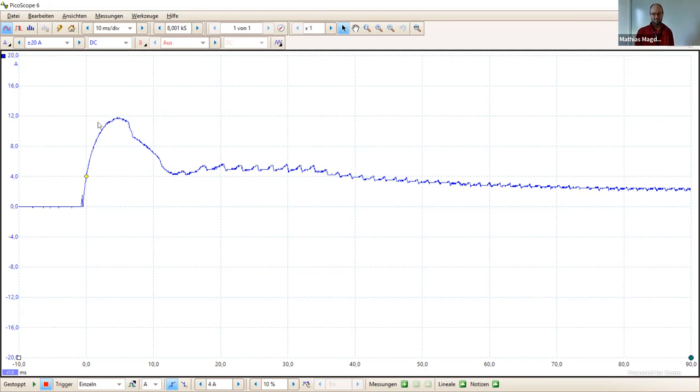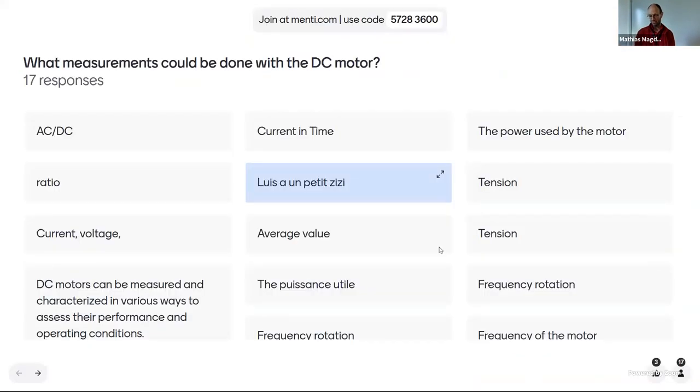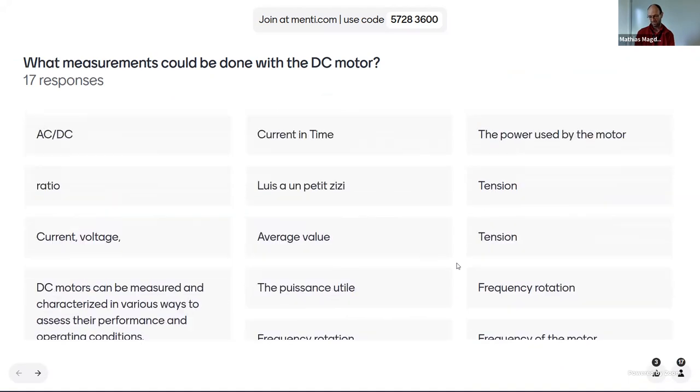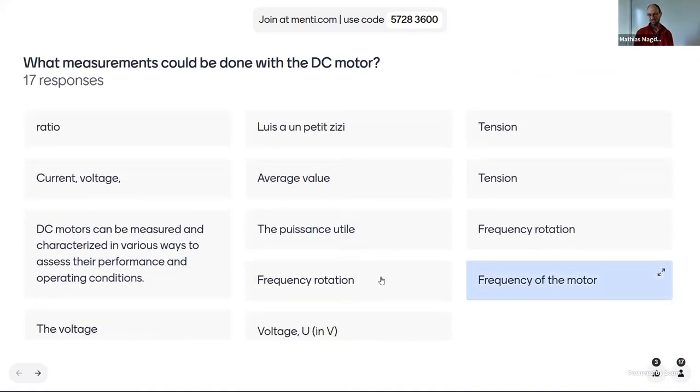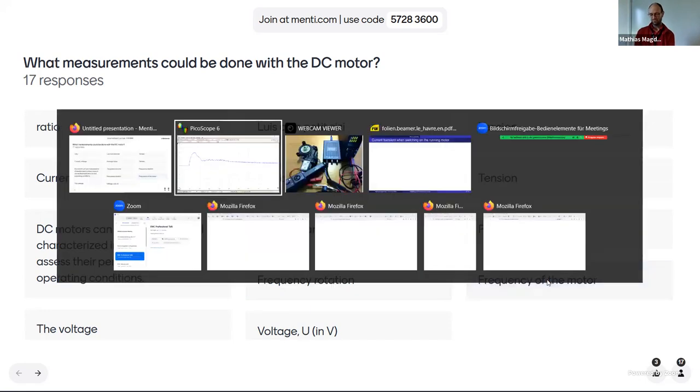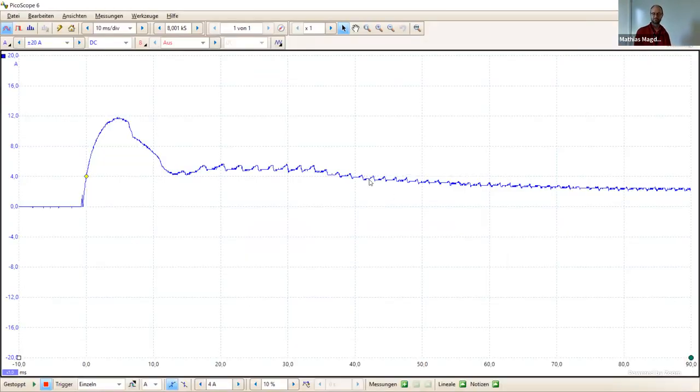And then the motor starts to rotate. Then there will be this back electromotive force. Remember this law of induction and Lenz's law, it will be opposite to the original current. And so then the current will go down. And then you can see that the current still somehow fluctuates and changes. And this is a little bit what you have also written here in the slides. This is like the frequency rotation or frequency of the motor that we can see in this measurement. Okay, so I will also take a picture of this setup, and there's a question.